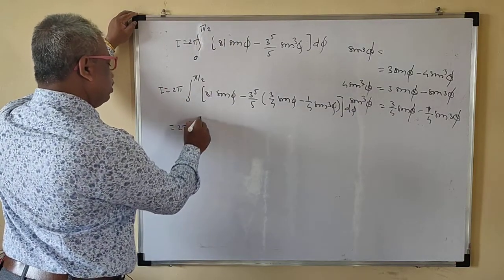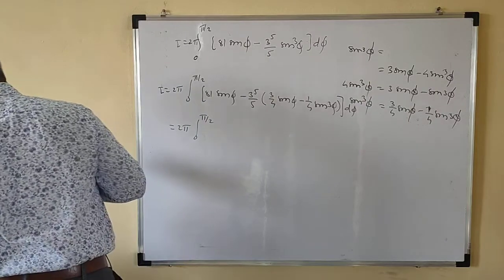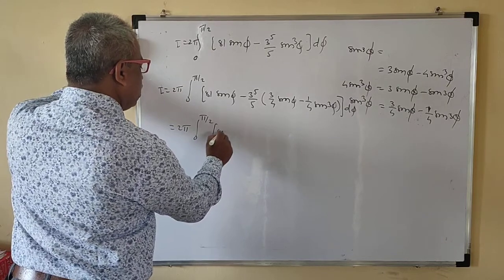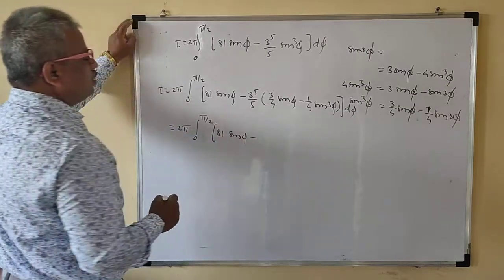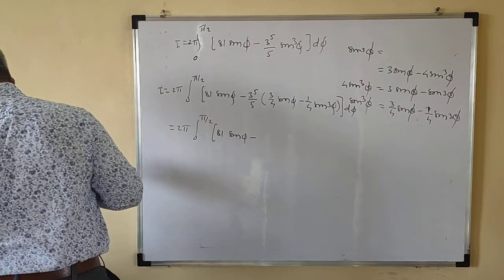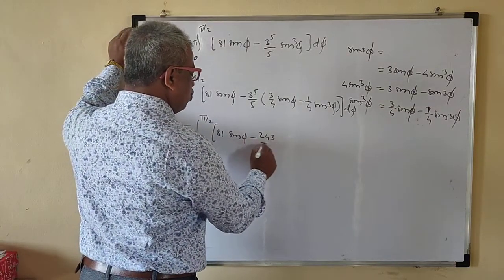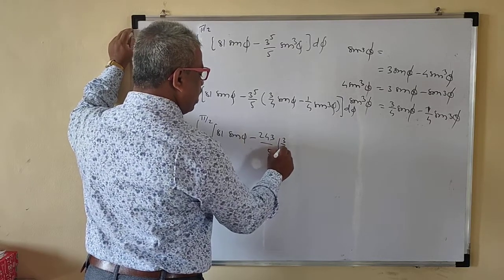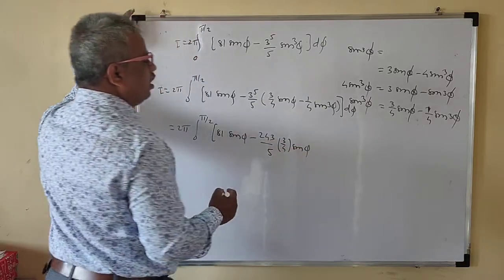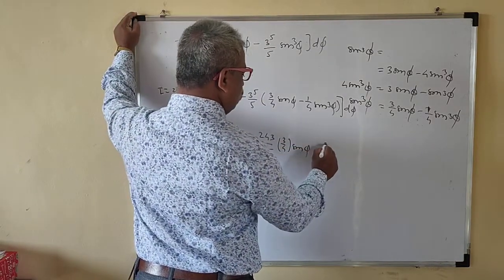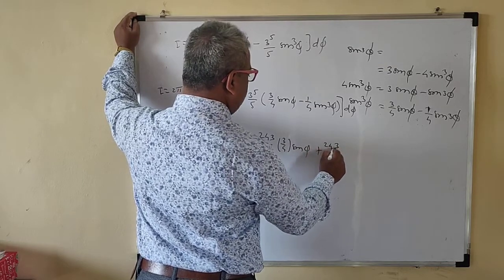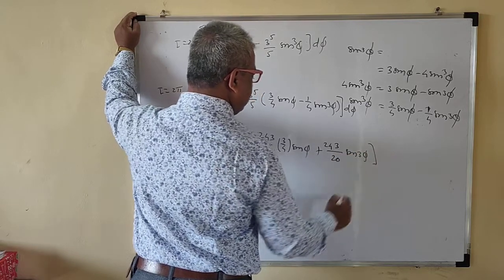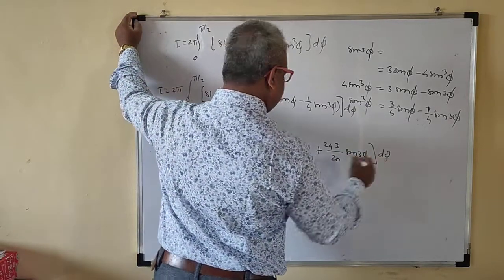So this 2 pi is there, 0 to pi by 2, 0 to pi by 2. So this is what then? 81 sin phi minus. So we can write 3 to the power 5 as 243 upon 5 into 3 by 4 sin phi, minus 243, minus 1 becomes plus 243 upon 20 sin 3 phi d phi. Okay, so we integrate.